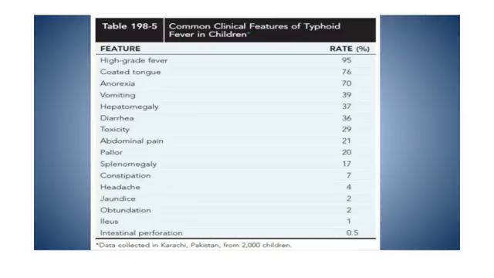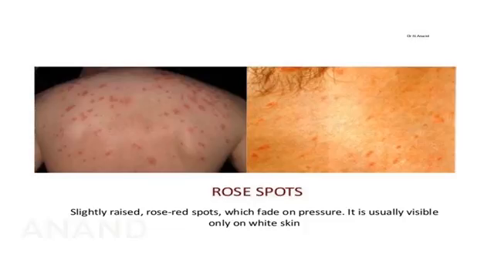So we have to ask all these symptoms in the history, because we have to correlate and we have to check for the cause of fever in different contexts of the differential diagnosis. There is a rose spot which I have mentioned, that they look like slightly raised rose red, and which fade on the pressure, and they are usually visible on white skin.